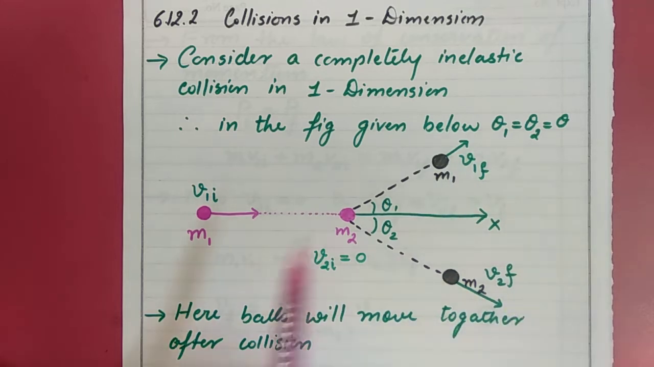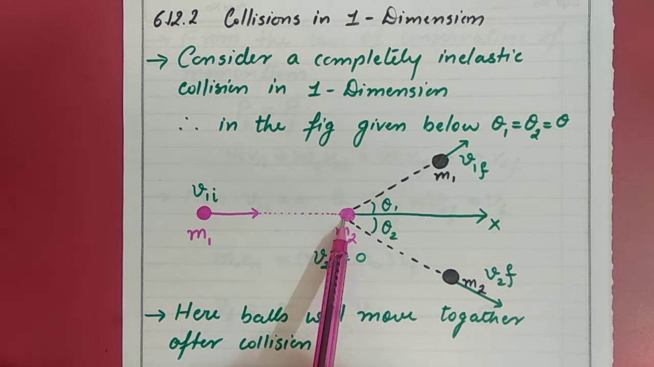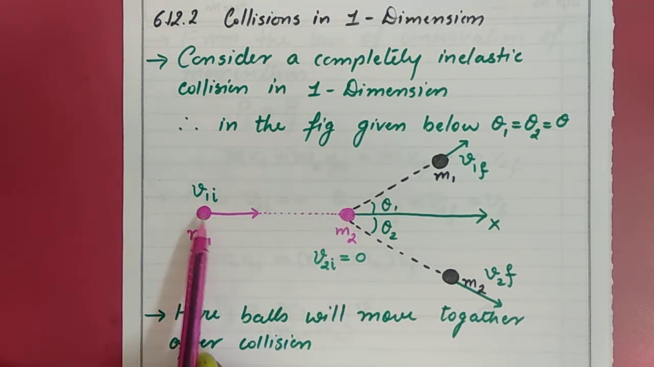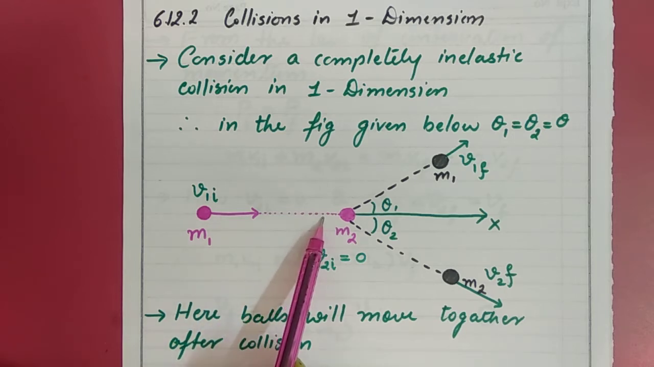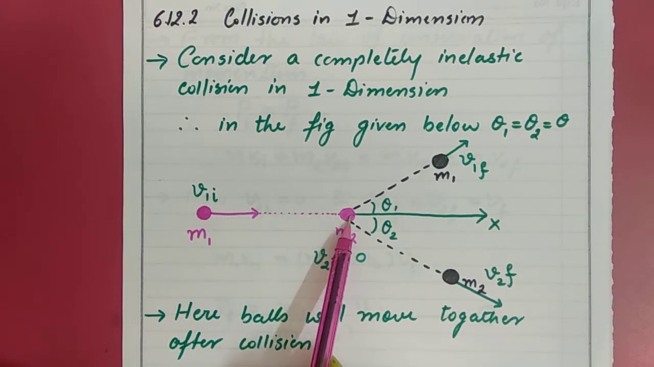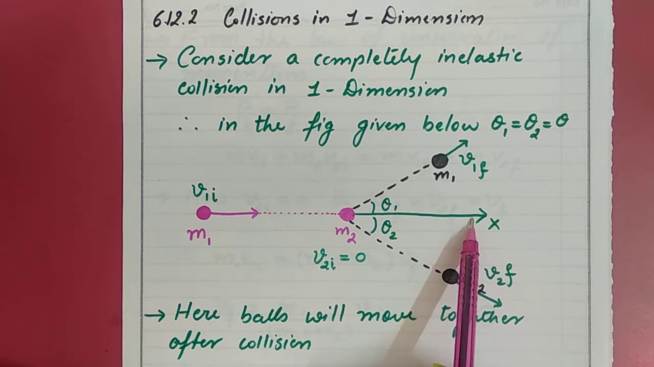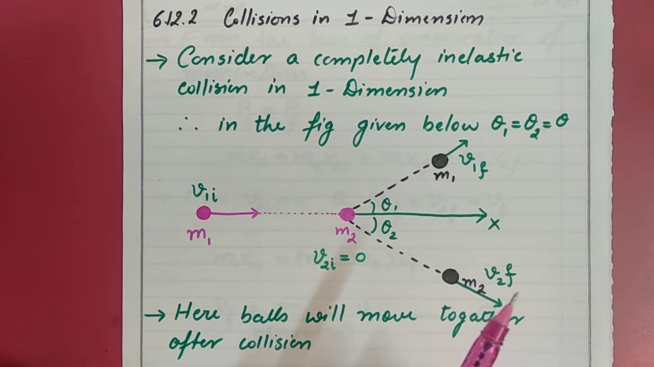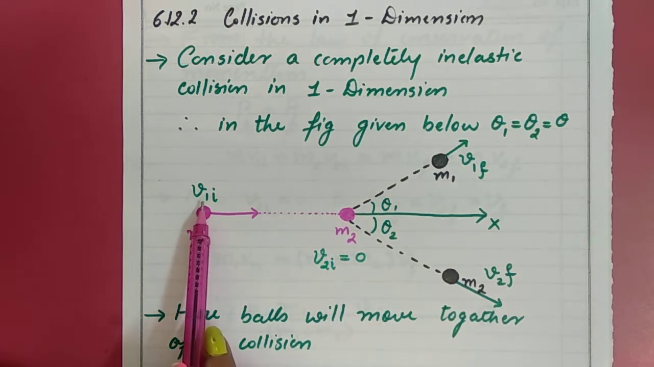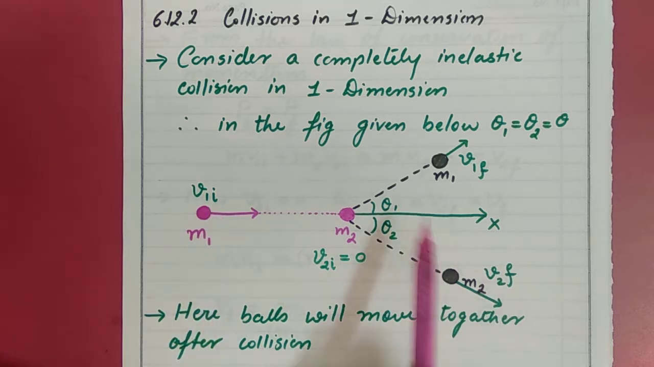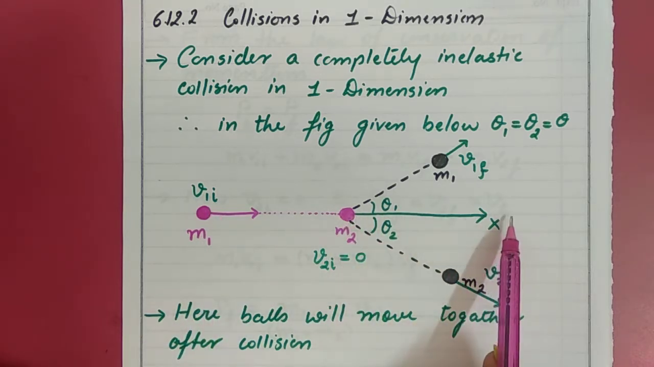Now just see here, when these two balls collide, this ball was stationary and this ball was moving in this direction, so it will come and collide with this ball. After collision, as this is a completely inelastic collision, both the balls will move together. So the final velocity of both the balls is going to be the same. Initially the velocities were different: ball 2 was at rest and ball 1 had velocity V1I. But after collision, both the balls will be moving together.